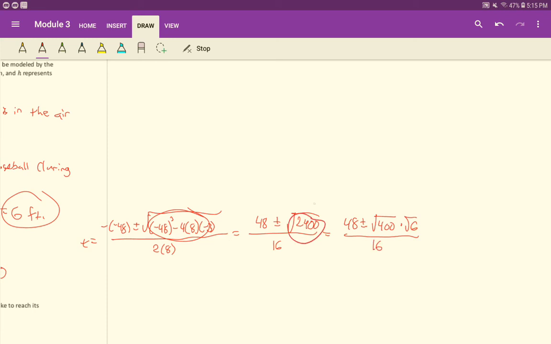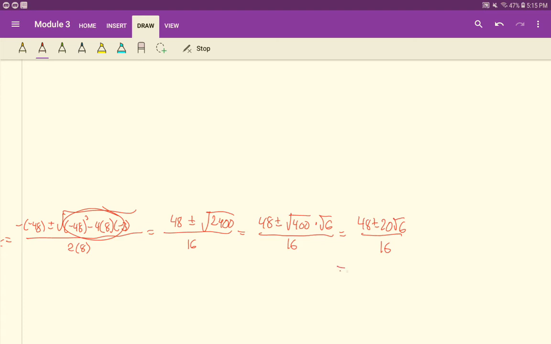Okay, so 2,400 is the same as root 400 times root 6. Square root of 400 is 20, which you can then simplify a little bit further here by breaking up the fractions. So 48 over 16, 20 over 16. 48 over 16 is just 3. That's nice. 20 over 16 doesn't simplify as nicely. We can divide both by 4, though. We get 5 over 4.